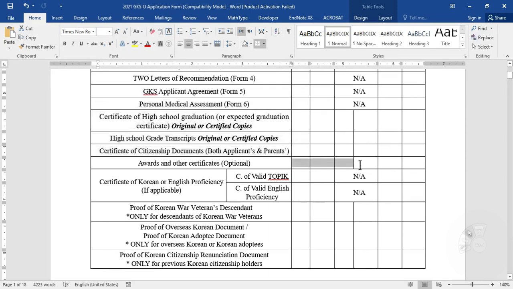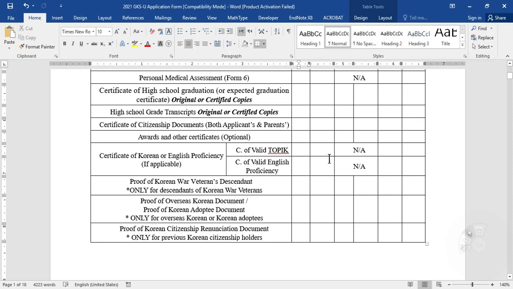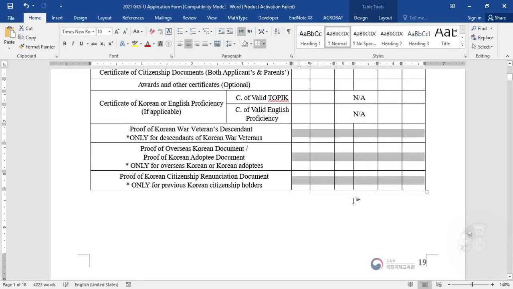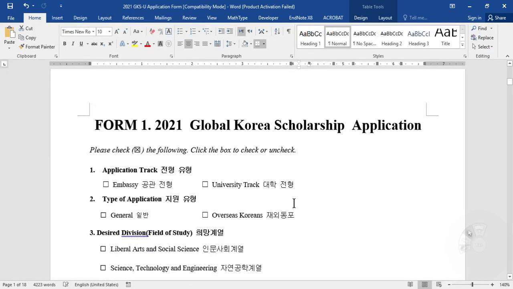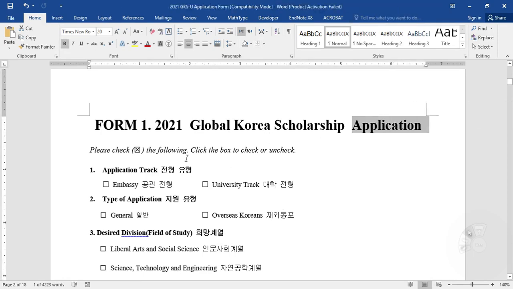But if you have any award or certificate, you can tick mark this or write the number of awards attached with this application. If you have TOPIK level 1, 2, 3, you can mention here. English certificate means IELTS, TOEIC or TOEFL, so you can mention it here. And these forms are for the overseas Koreans, so you do not have to worry about these forms, so you can just cross these three forms. Now I'm going to explain form number 1, which is the real application form for GKS scholarship 2021.